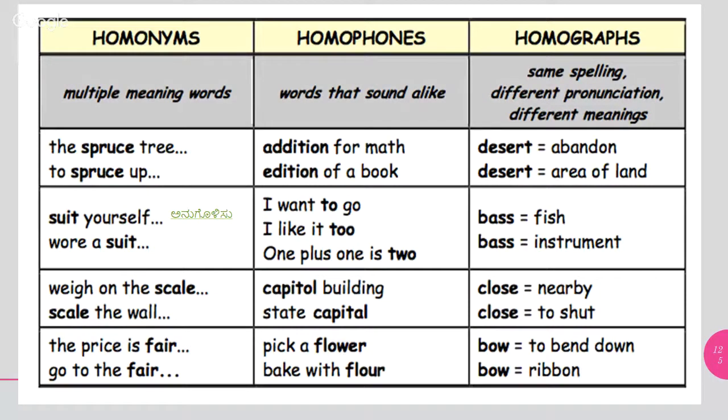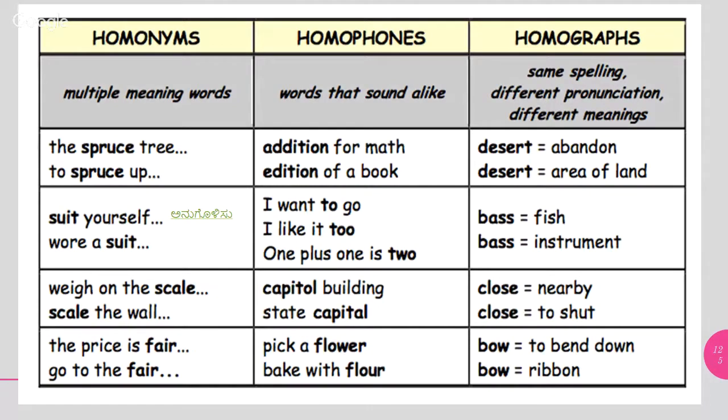They sound very similar. I want to go. I like it too. 1 plus 1 is 2. Capital building or state capital. Capital building is like our Rashtrapati Bhavan. State capital: Bengaluru is the capital of Karnataka. Pick a flower. Bake with flour. Desert, abandon. Desert, barren land.